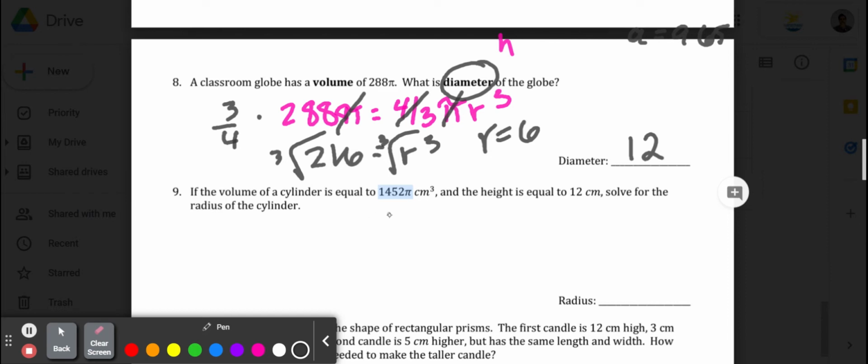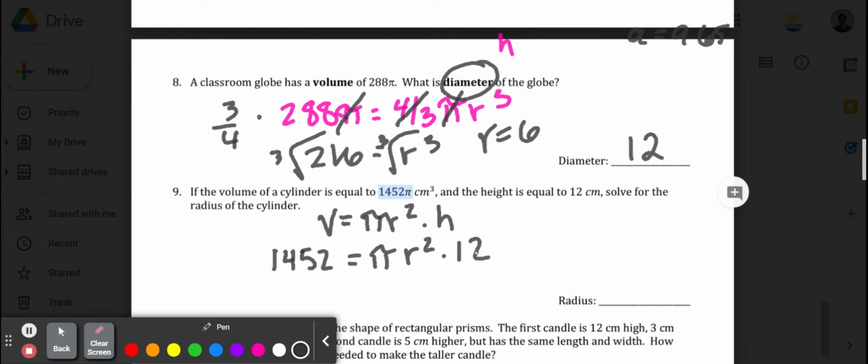If the volume of a cylinder is equal to this amount, and the height is 12, solve for the radius. So again, the volume formula of a cylinder is pi r squared times height. So it's giving the volume of 1452 pi. And then radius, we don't know. That's what it's asking us to solve, times 12. So first thing I'm going to do is divide both sides by 12, or I could actually divide by 12 pi at the same time. And it kind of cancels those pieces out.